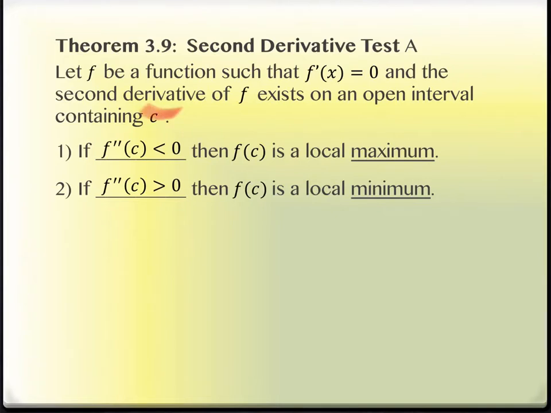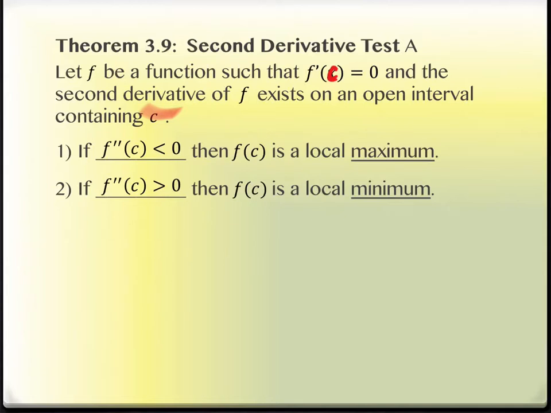So let f be a function such that f prime of c equals 0, and the second derivative of f exists on an open interval containing c. I think that needs to say f prime of c equals 0 for this to make sense. Change that in your notes for me, please. f prime of c equals 0. So the derivative location, it's a critical point, in other words. c is a critical point.